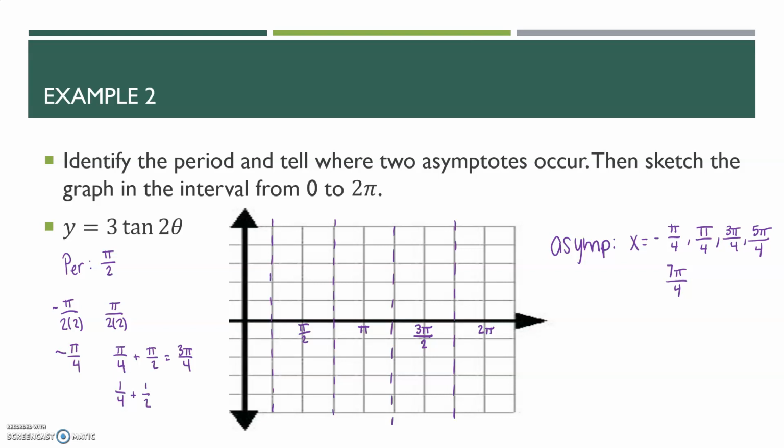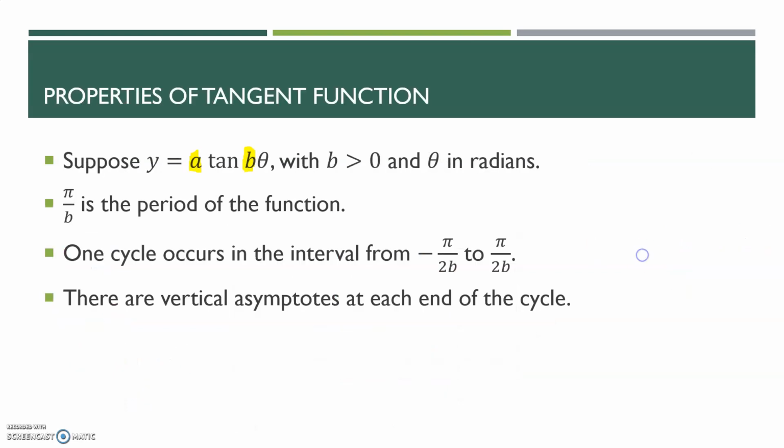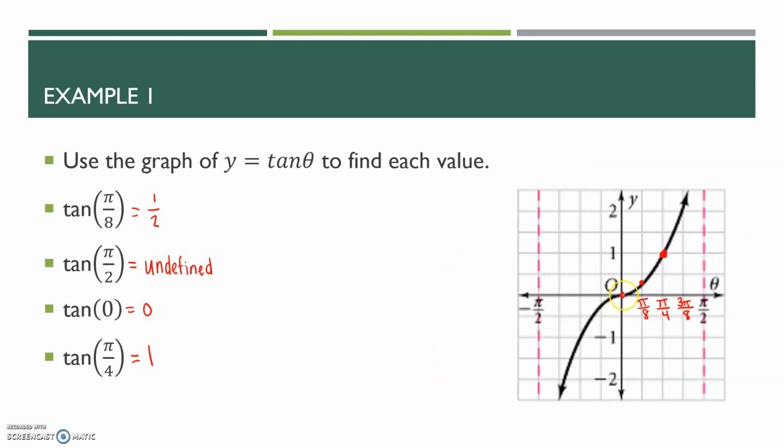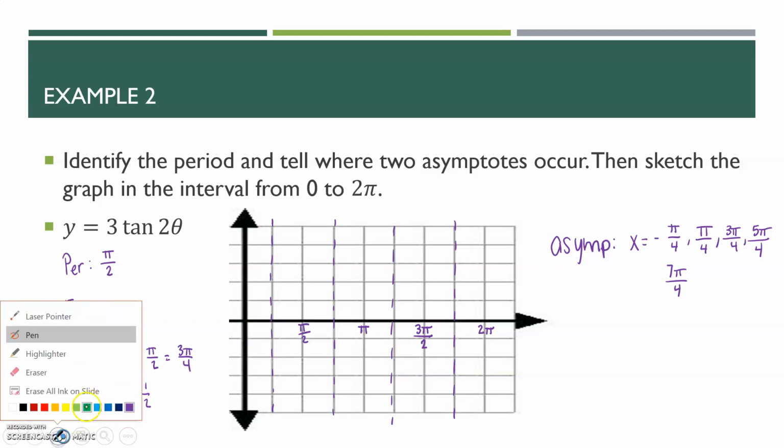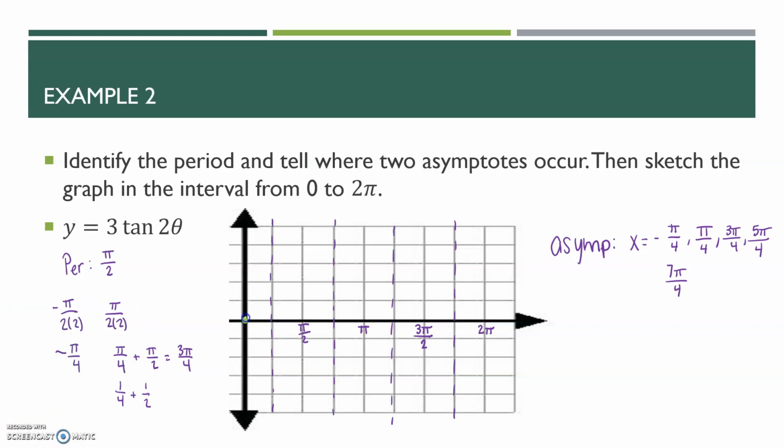Now, each one of the graphs is going to cross the theta axis exactly halfway between the two vertical asymptotes. So I had one here and one here. Halfway between was at 0. So here, halfway between negative pi over 4 and pi over 4 is at 0. Actually, let me do this in a different color. Halfway between these two would be at pi over 2. Halfway here would be pi, 3 pi over 2, 2 pi.